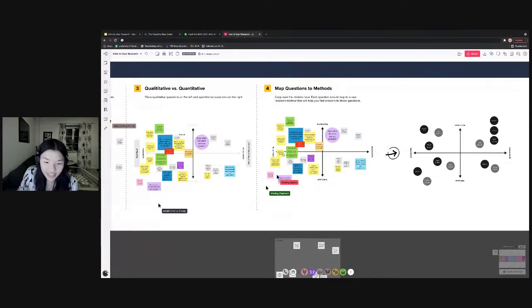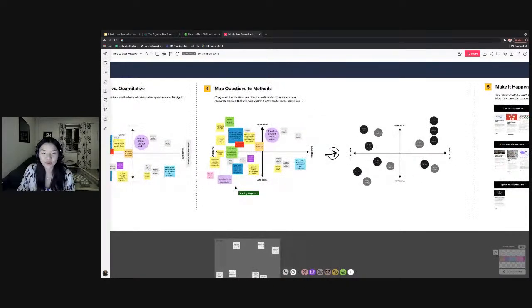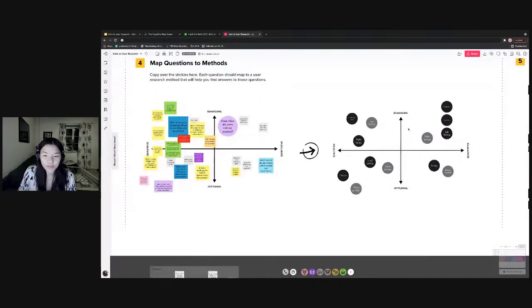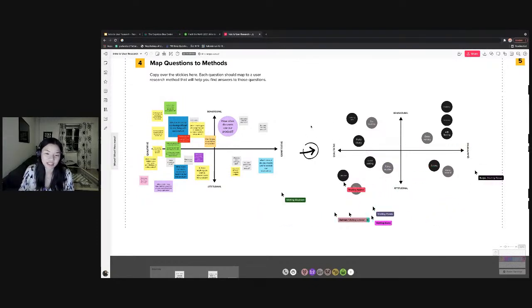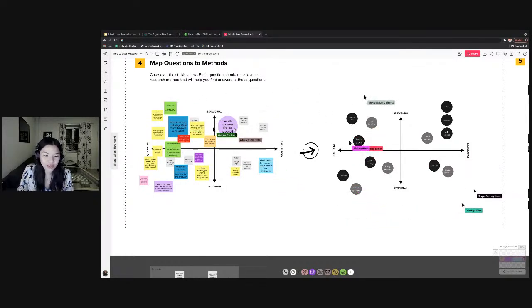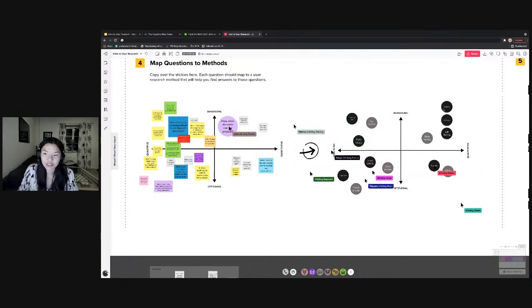And in theory, if we look over to the right side, this is not like a perfect science, but what you could do is map out which quadrant your question is on and map out what are some of the potential methods to get those answers. And of course, it's a very basic exercise, but the idea is to help you think about the way you've worded the question, how can you actually find out how to answer this.